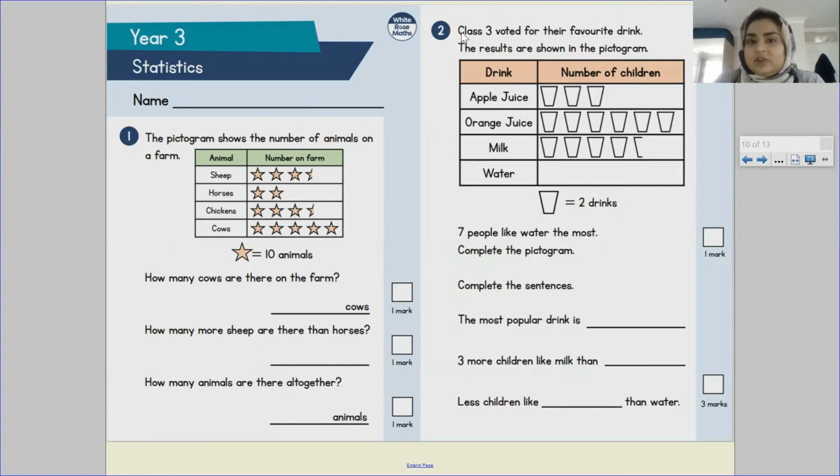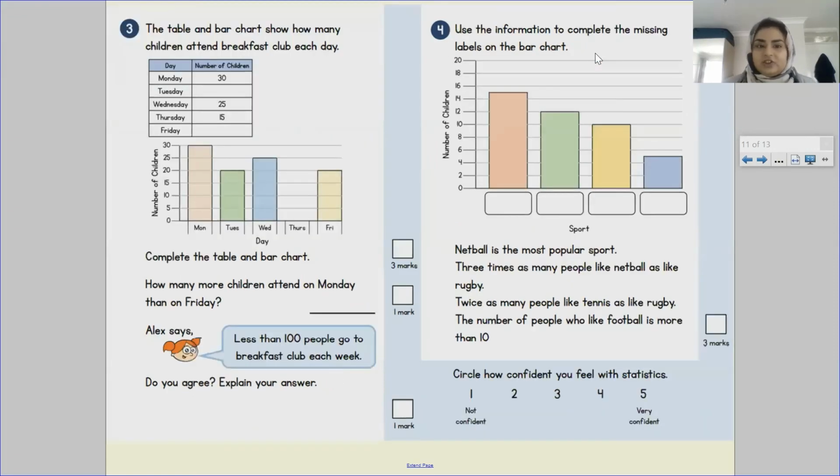Okay, then you've got question number 2, which says class 3 voted for their favorite drink. The results are shown in the pictogram. Okay, then you've got question number 3. The table and bar chart show how many children attended breakfast club each day. Then question number 4, use the information to complete the missing labels on the bar chart.